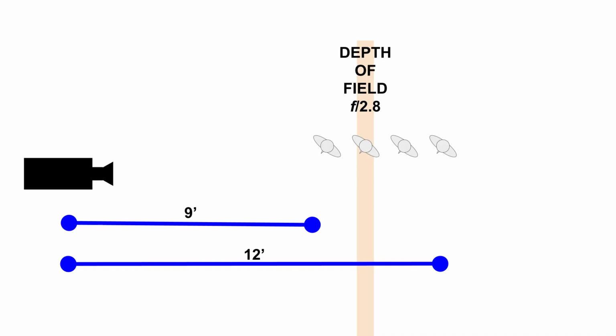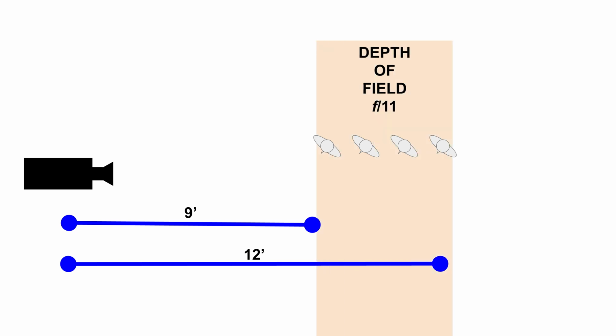So looking at this graphically, the Buzz Lightyears were at 1 foot intervals, so the closest one was at 9 feet from the camera, the farthest was 12 feet from the camera. When I focused on Buzz Lightyear number 2, literally the depth of field was enough to cover one Buzz Lightyear, and not much more. By the time I close down to f11, that depth of field has gotten broad enough that I can get all 4 Buzz Lightyears inside of it.